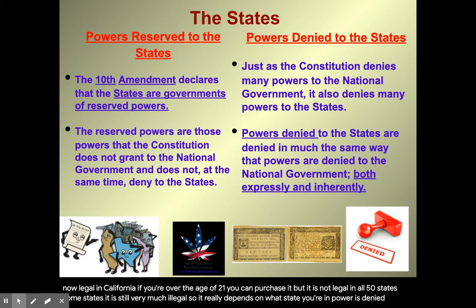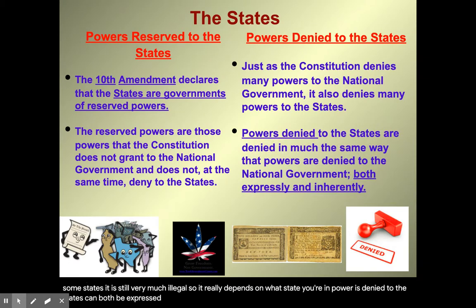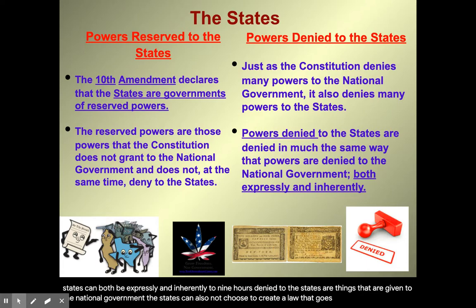Powers denied to the states can be both expressly and inherently denied. Powers denied to the states are things that are given to the national government. The states can also not choose to create a law that goes against the Constitution.